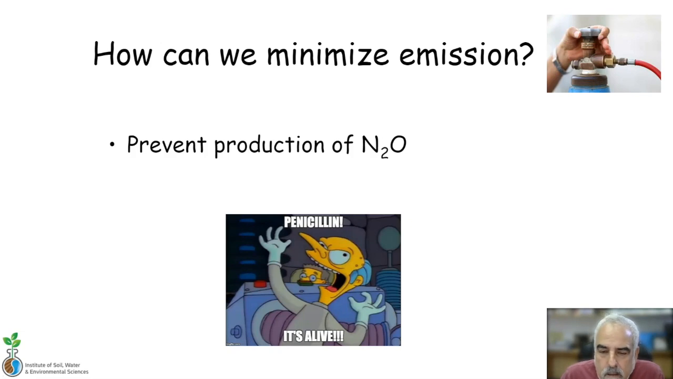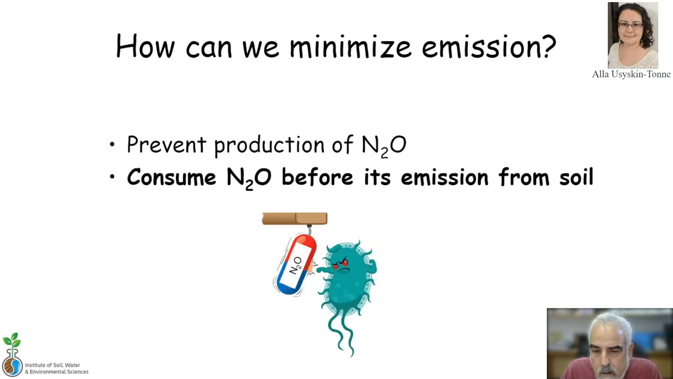This is impossible, because I told you that in the root community we have many thousands of different taxa, different bacteria, and even if we kill 99.99% of the community, there will always be some member that will survive and take over the system and continue to release nitrous oxide. So the second option was to consume the nitrous oxide before it leaves the soil into the atmosphere. And this is a story that Ala Osishkin in my lab, who did a PhD and then a postdoc, took upon herself: to find a microbial way to consume the nitrous oxide before its emission.